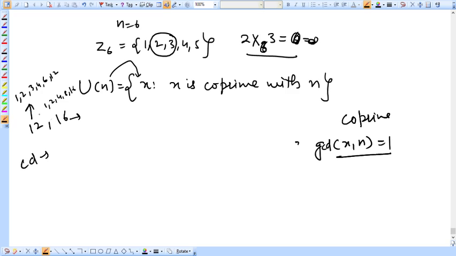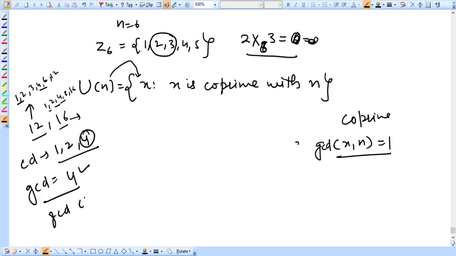Common divisors of both the numbers: 1 is, 2 is a common divisor, 3 is not, 4 is also a common divisor. Now which of these is the biggest? That is known as the greatest common divisor. It is 4. So 4 is the greatest common divisor of 12 and 16. So we write GCD of 12 and 16 is equal to 4, right?